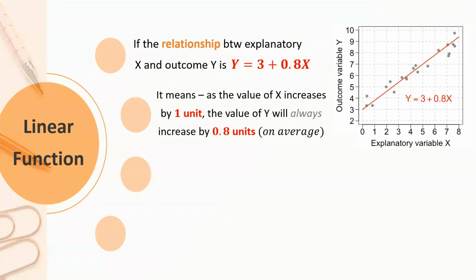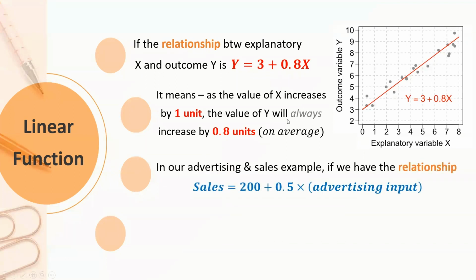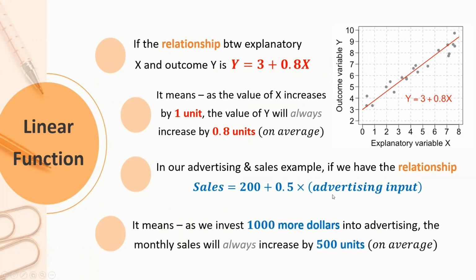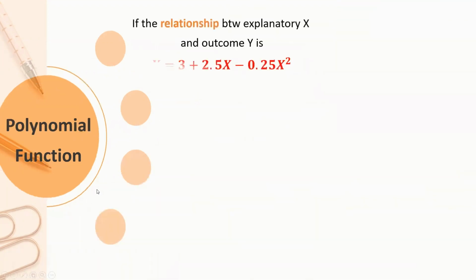So for instance, in our marketing example, if the relationship is like this, the monthly sales equals to 200 plus 0.5 times the advertising input. It means that each time we invest $1,000 more into advertising, the monthly sale will always increase by 500 units on average. Okay, but how come if the monthly sales do not always increase by the same amount on average? Then it is not a linear function, or it is not a linear relationship.